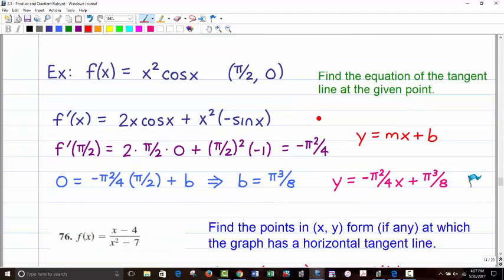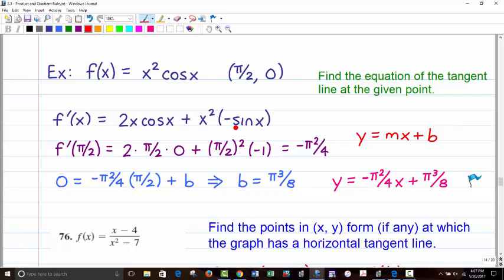All right, here's a trig one. Kind of a weird answer, but that's okay. Maybe I should have graphed this one, but that's all right. f of x equals x squared cos x. So let's do the product rule. The point is pi over 2, 0. 2x cos x plus x squared times negative sine of x.